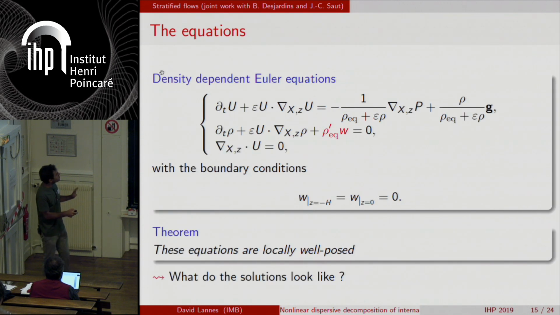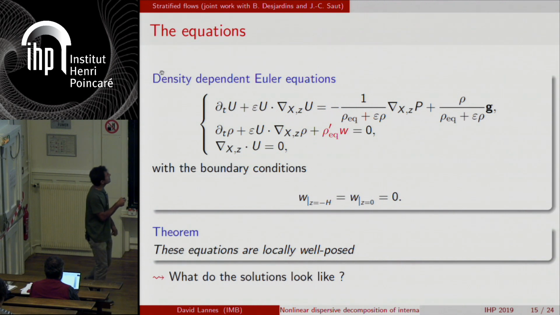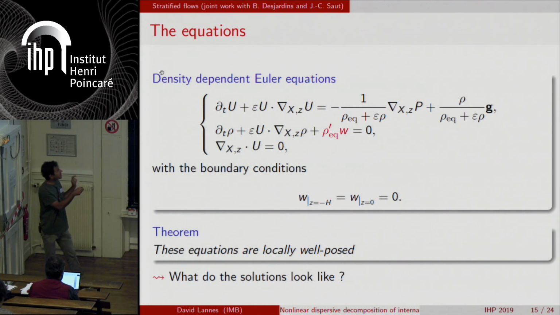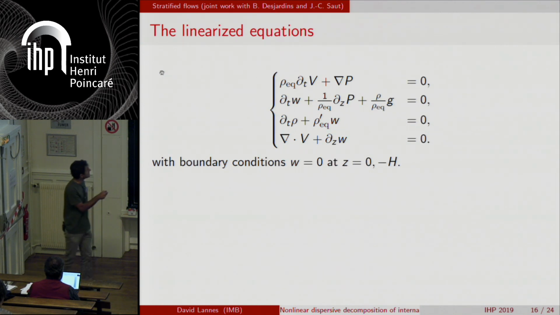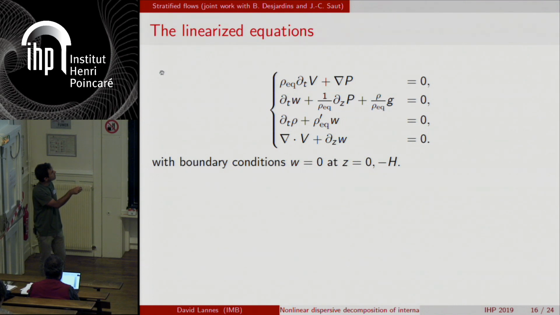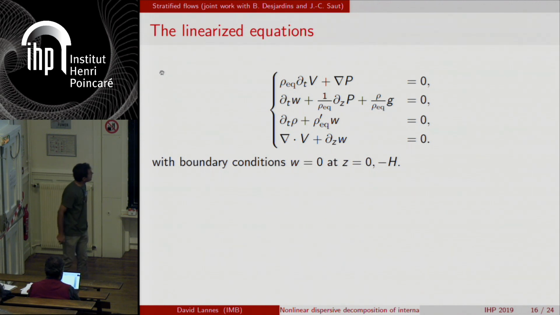So what I will do is just look first at the linearized equation, meaning that I take epsilon equal to 0. I just look at the linear variation of these perturbations. So the equations are this, much simpler, of course. So you have rho equilibrium dTv plus grad p is equal to 0, dTv plus 1 over rho equilibrium dzp plus rho over rho equilibrium g equal to 0. This is for density, dt rho plus rho prime of w is equal to 0, and the incompressibility condition, and of course the boundary condition.